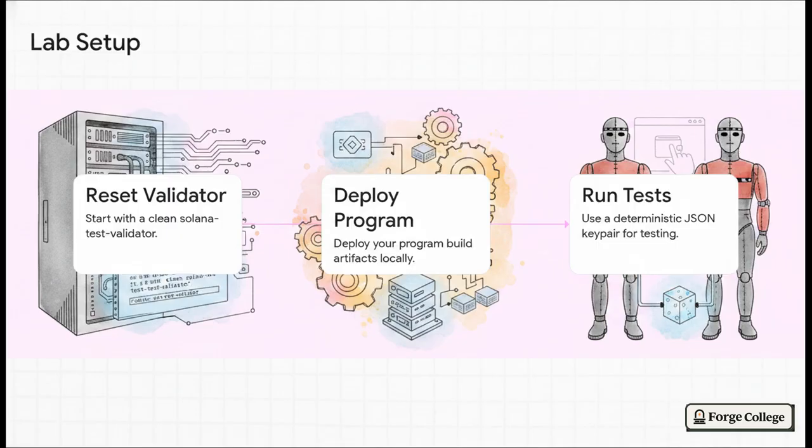You might ask, why not just use a browser wallet? Well, browser wallets require human clicking, which introduces totally unpredictable timing. A JSON fixture key pair, on the other hand, is basically a perfectly cloned crash test dummy. It's going to behave the exact same way every single time.